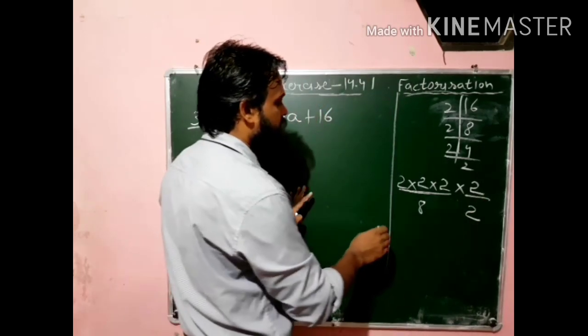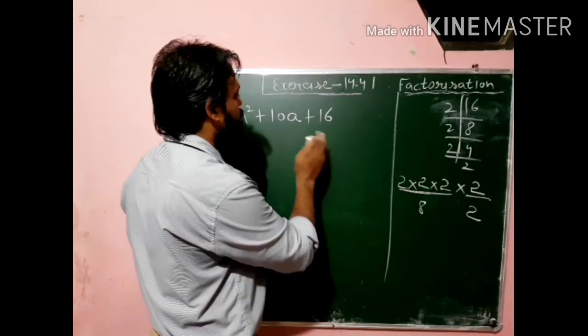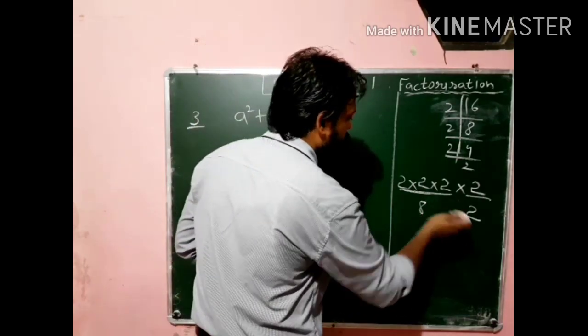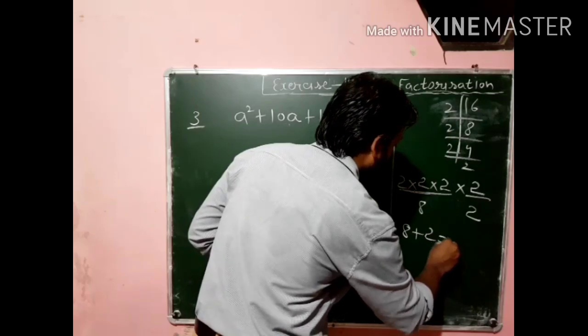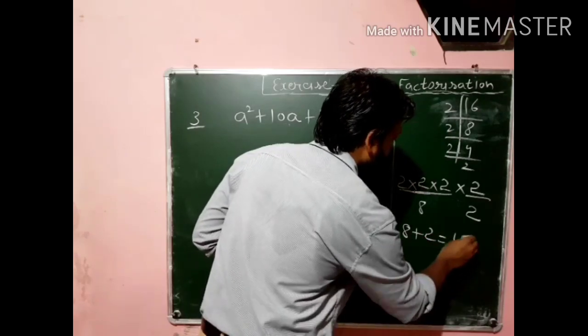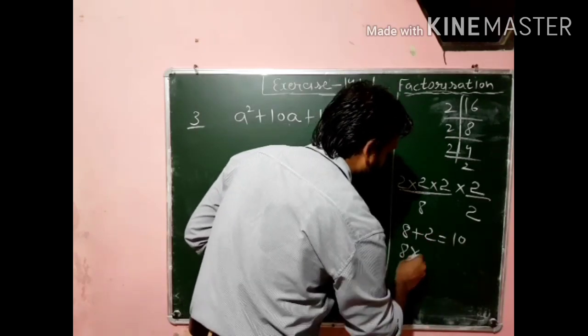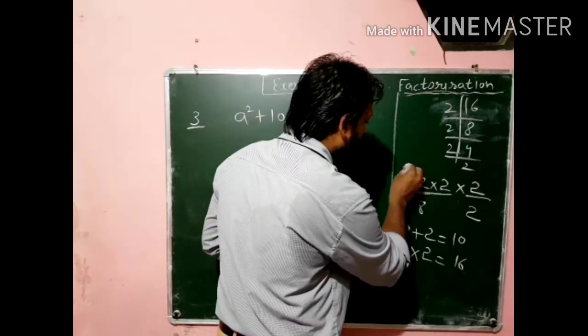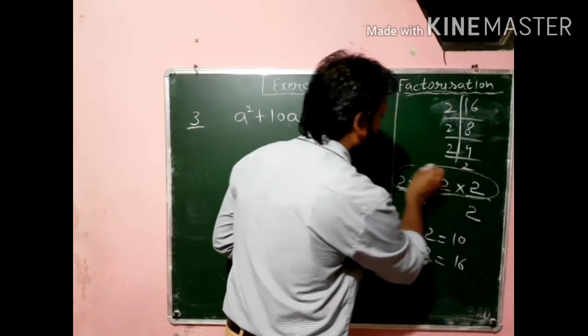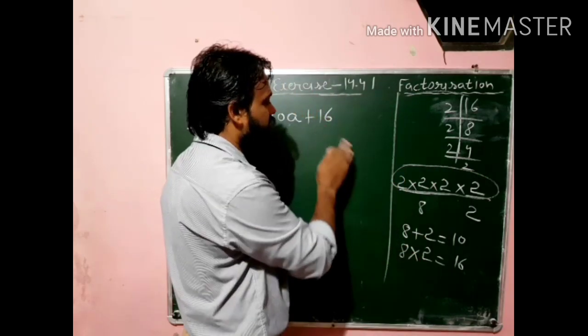So you can see now we can easily find the values. You can see this 8 plus 2 is 10, and of course 8 multiplied by 2 will become 16. So here we have to think only from these factors. Listen carefully when we are making the factors.